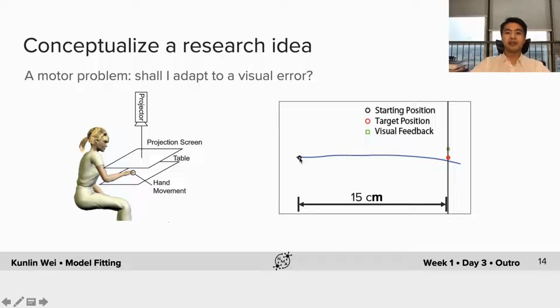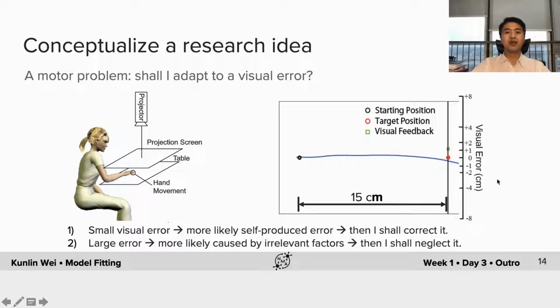You move your hand from one starting position to a target position, indicated by the red dot here. The blue line is one movement trajectory. I won't show your hand during the movement, but at the end of the movement, I will give you visual feedback, indicated by the green dot, to indicate your hand location. As you can see, the visual feedback actually did not match your actual hand location. This is called a visual error, or visual perturbation. I perturbed your visual feedback.